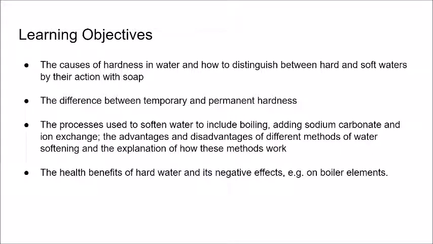So here are your learning objectives, which are taken from the WJEC spec. You'll be learning the causes of hardness in water and how to distinguish between hard and soft waters by their action with soap. There are differences between temporary and permanent hardness. The processes used to soften water, including boiling, adding sodium carbonate and ion exchange. The advantages and disadvantages of different methods of water softening and an explanation of how these methods work, and the health benefits of hard water and its negative effects.